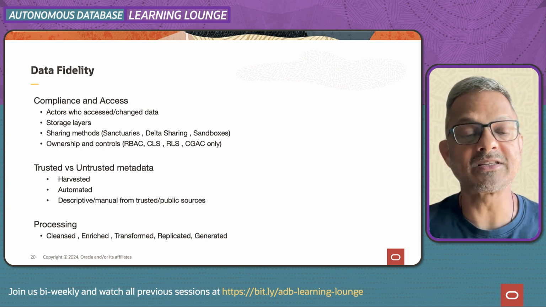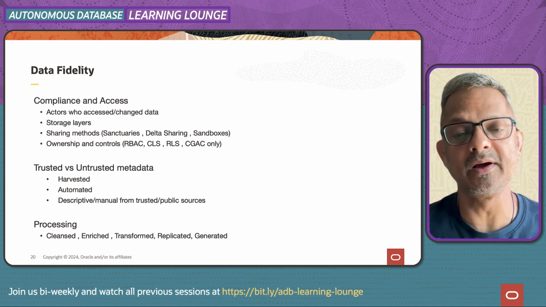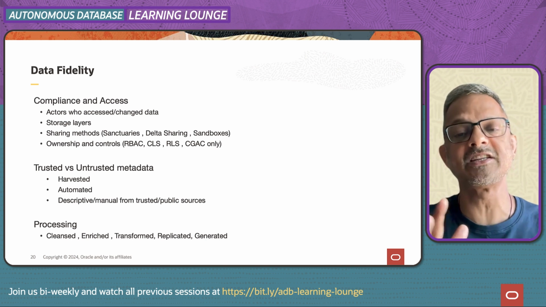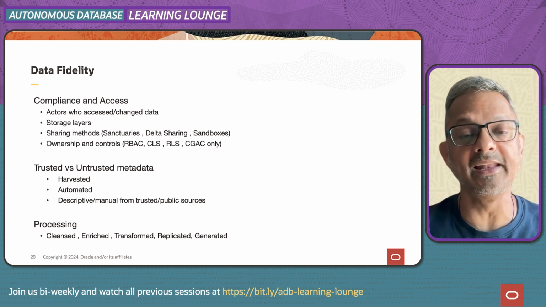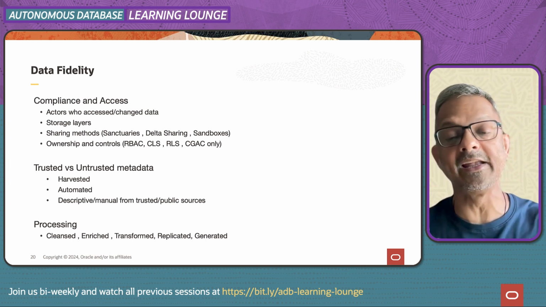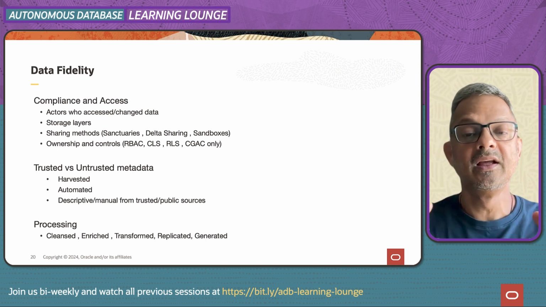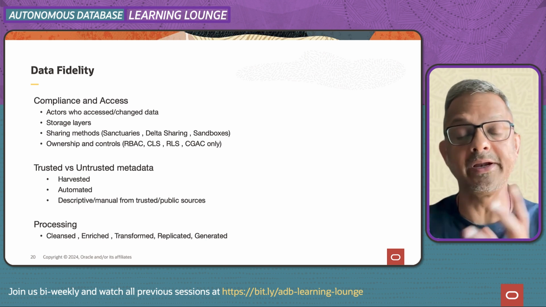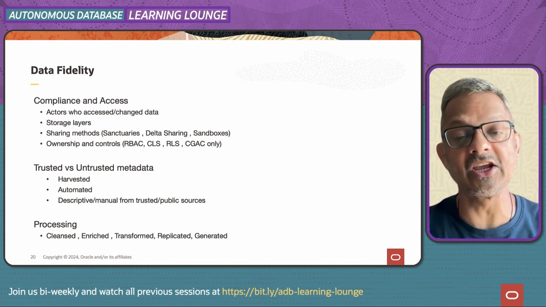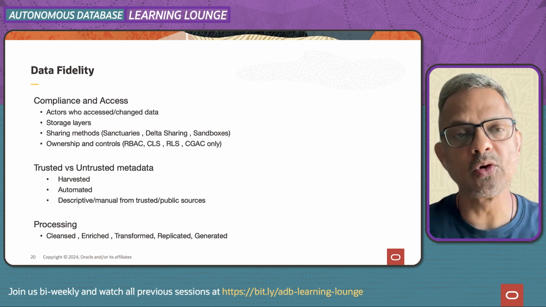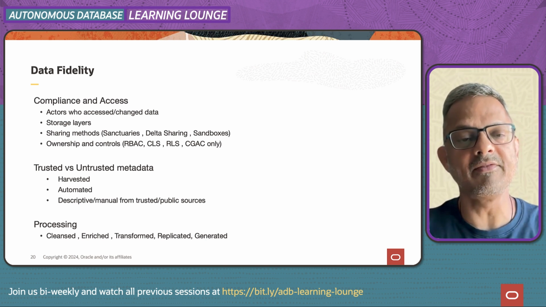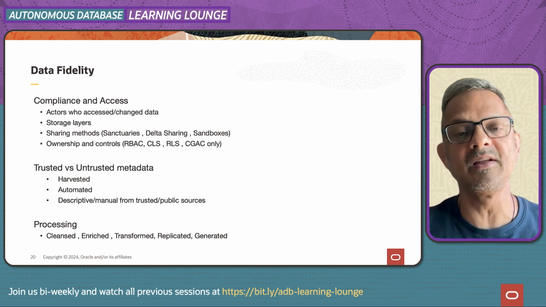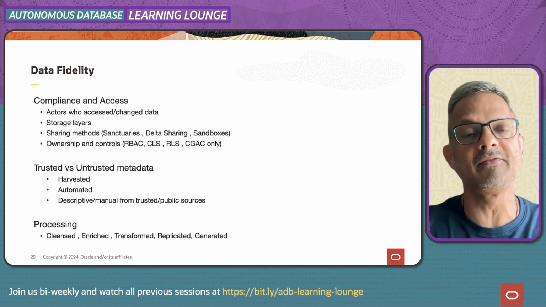And obviously, the processing aspects, right? People create interesting zones on their lakes. For example, you have a raw zone, landing zone, transient zone, analytics zone, curated zone, syndication zone, and so on. So these are some of the things we mean when we refer to untrusted and trusted metadata. That's why I want to quickly introduce these terms to you.